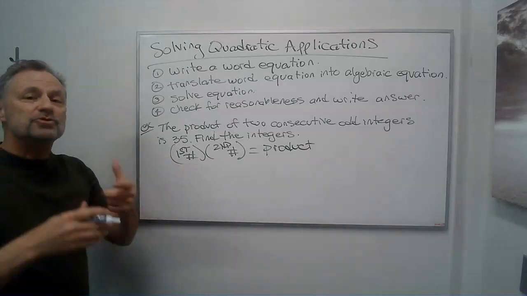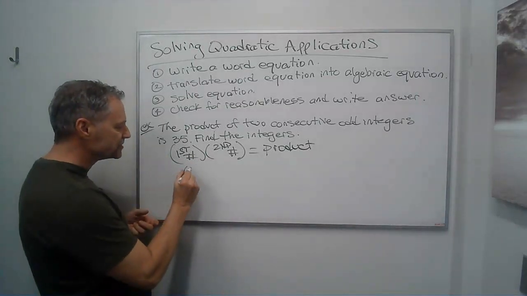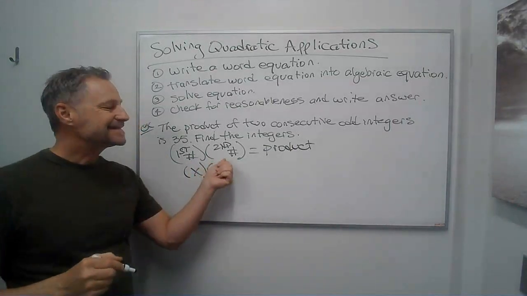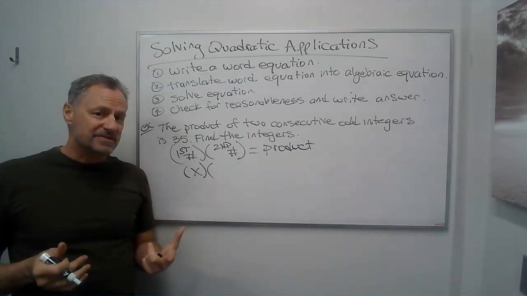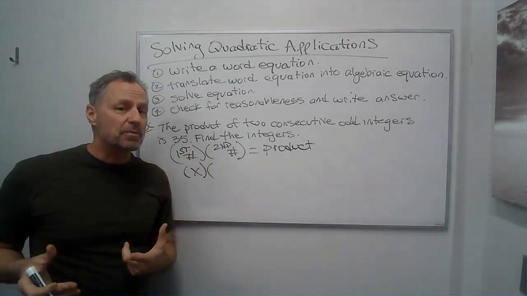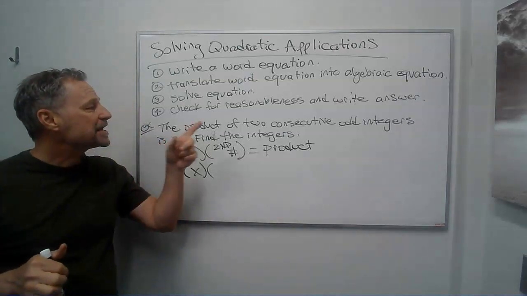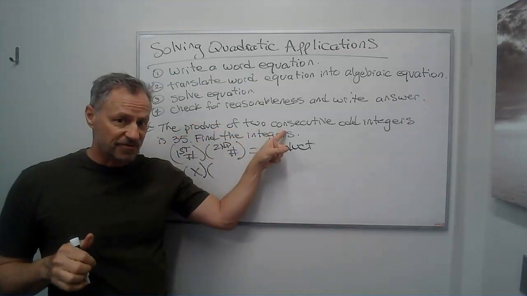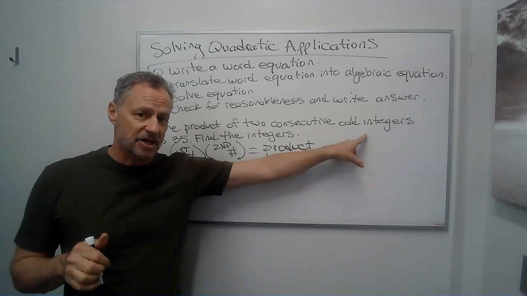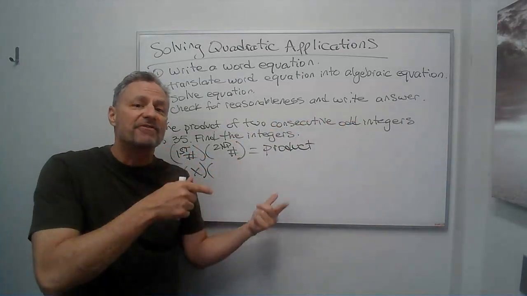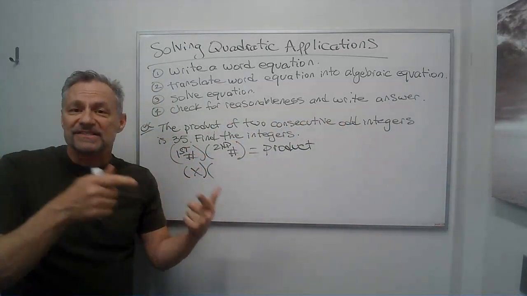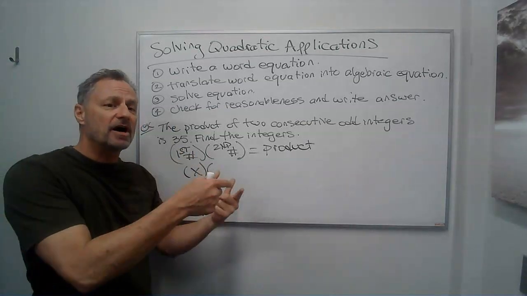Well, I don't know what the first number is. Let's just call it x. Now, the second number, I can't call it x. That means they have the same number. I can't call it y. That's not really going to help in this case. But I do know they're consecutive odd integers. So maybe numbers like 3 and 5, 5 and 7. Those are consecutive odd integers.